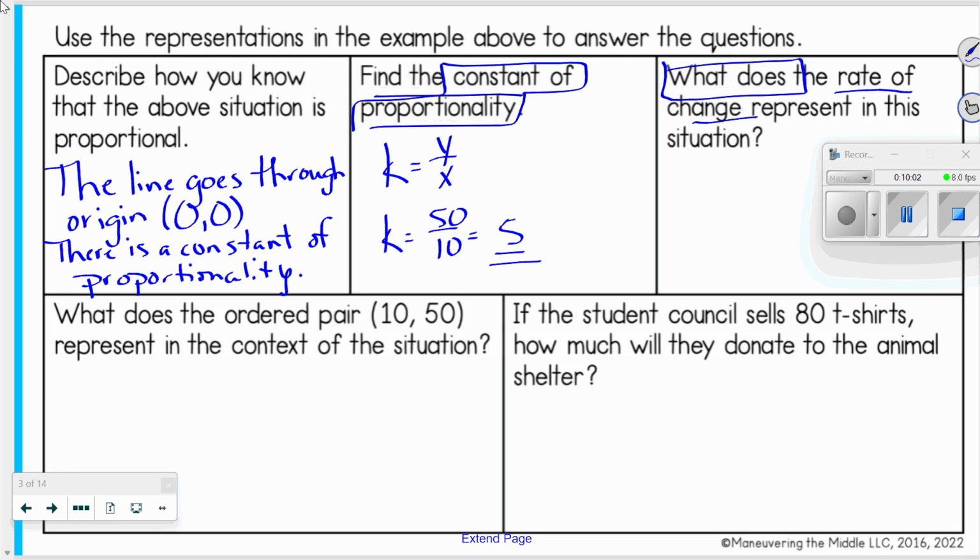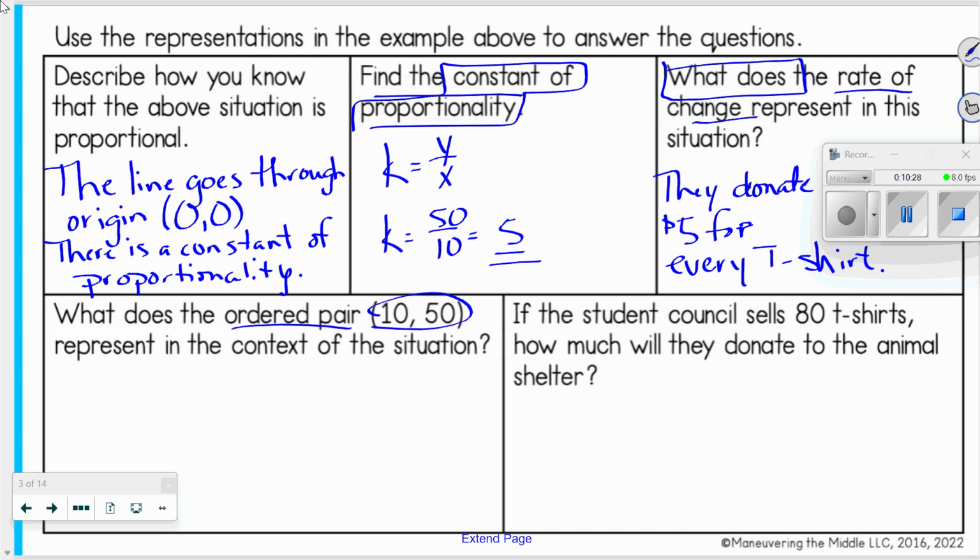Maya. Okay, I would just flip it and say they donate $5 for every T-shirt. How much money per shirt? Yep. For every T-shirt. Okay. What does the ordered pair 10, 50 represent in the context of the situation then? Yes. Every 10 shirts, $50. Perfect. Every 10 T-shirts, they donate $50.